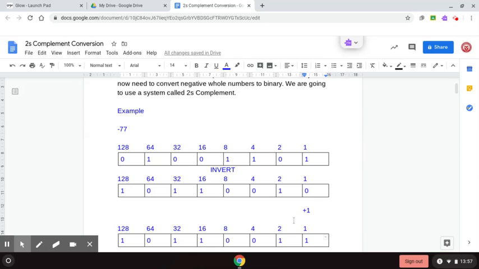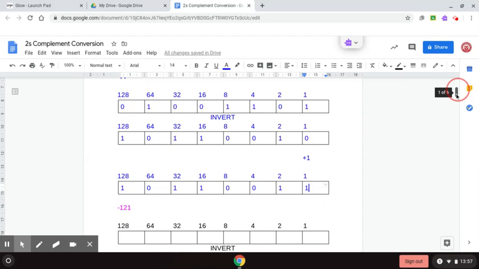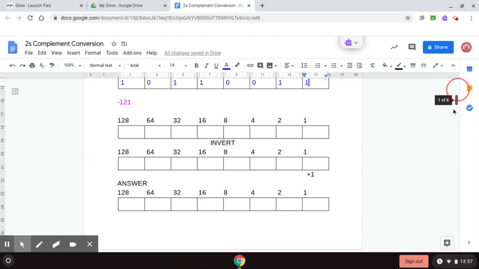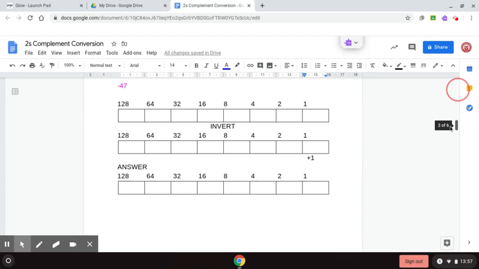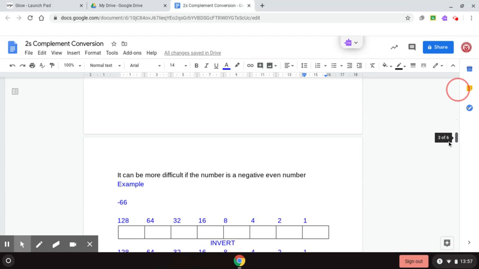Okay. Now it's easy when it's an odd number. When it becomes an even negative number, it's a bit more difficult, and I'll show you why. So could you do negative 121? Put the answer in there. Negative 155 and negative 47. So they're all odd numbers. And I'm going to show you how you do an even number.